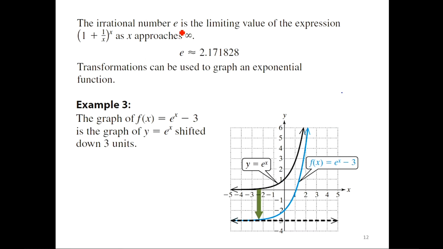We have a rational number. Also, you can find it in your calculator, E. This is the natural number, or irrational number, E. This equals the limit as x goes to infinity of the value 1 plus 1 over x, all to the power x.